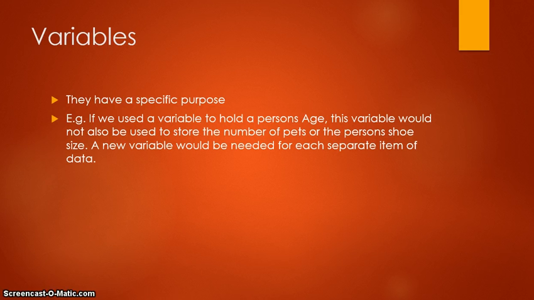If we wanted to store the number of pets, we'd have another variable. If we wanted the shoe size, a further variable, a first name, another variable, a surname, a middle name. So for every item of data, we have a different variable.